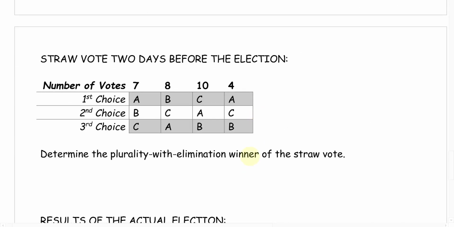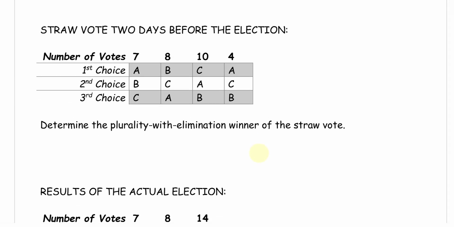Another example, so we have a straw vote 2 days before the election. A straw vote is just an interest poll to see where people are with their voting and get an idea of where the candidates are in the eyes of the voters.